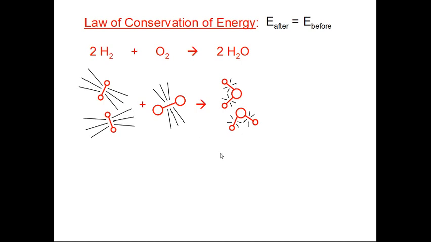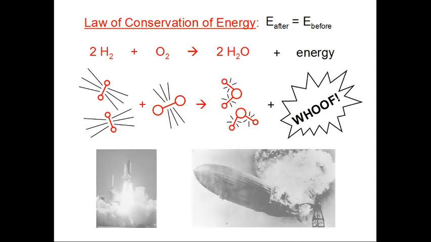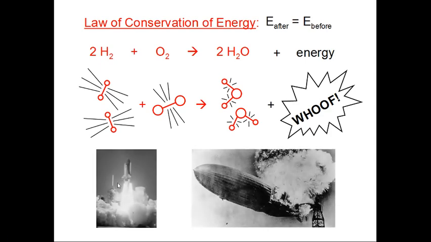Now that energy had to go somewhere. When you set hydrogen on fire, what do you get? A lot of energy comes out. What does energy look like? It looks like boom, woof. It looks like explosions. These two examples right here are both examples of this chemical reaction. And the energy is coming out. In this case, it's good that the energy is coming out because it gives the space shuttle power to leave the atmosphere. In this case, bad, because the Hindenburg was filled with hydrogen. Somebody lit a cigarette, boom, there it went.